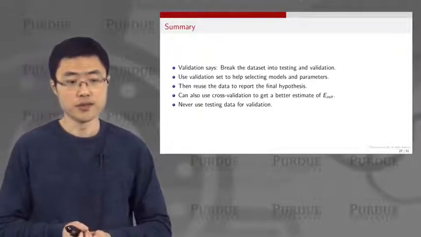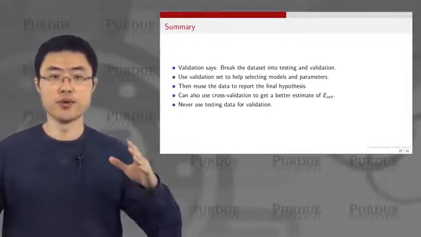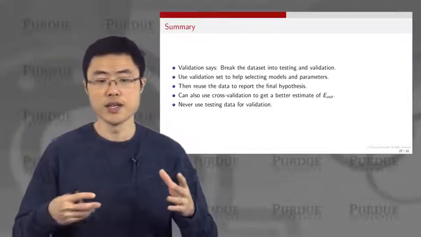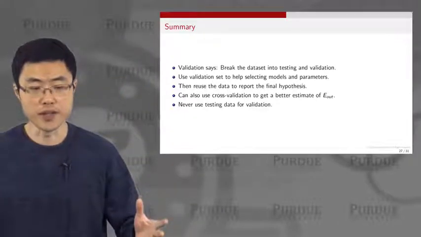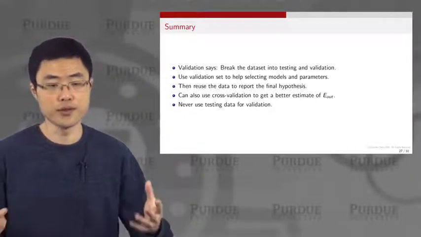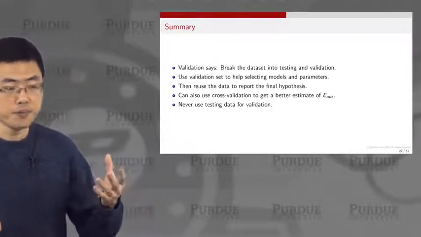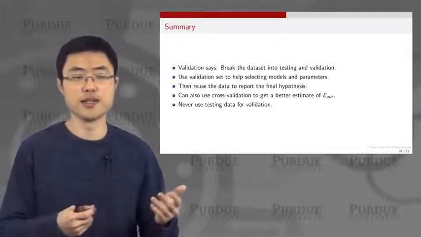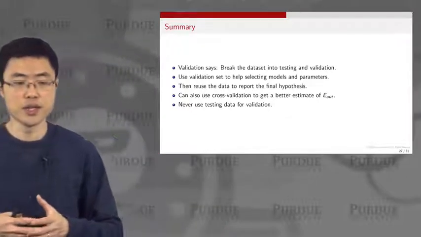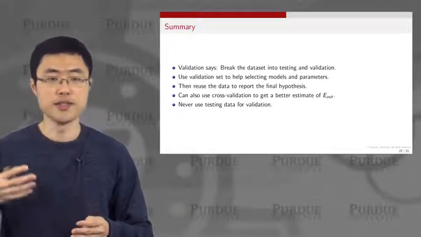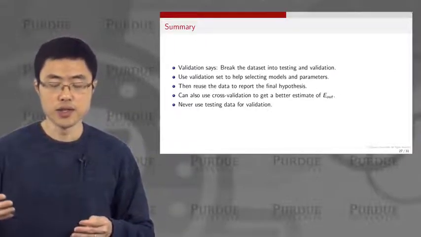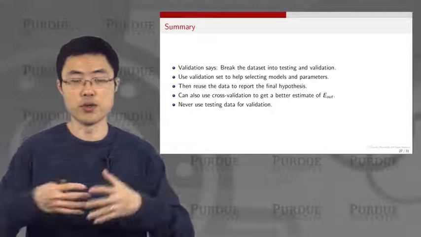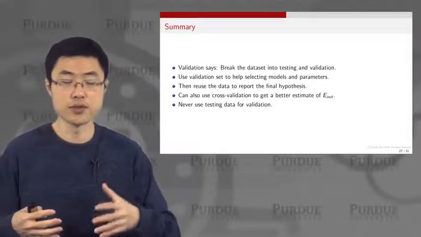So to summarize, validation says that let's break the data set into testing and validation, and then we are going to use the validation set to select models and then choose model parameters. And the way to do that is just to calculate the validation score. In some situations, the validation score can be computed using closed form expressions like in the linear regression model. In some situations, you may just want to calculate the in-sample error using the validation set to calculate numerical values, with the hope that your numerical value will be close to the actual testing error.